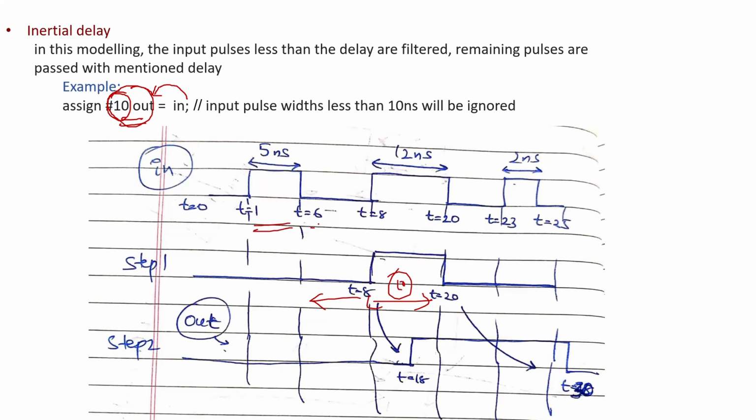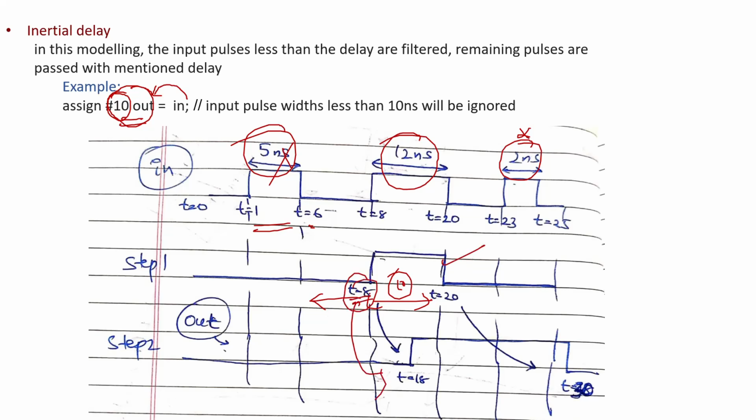The pulses at t equal to 1 and t equal to 6 will not be executing. So the 5 nanosecond pulse is not executed at the output side, and the 2 nanosecond pulse is also not executed at the output side. Only pulses of 10 nanoseconds or above are allowed in the inertial delay. So only that will be executed, and it will be executed after the 10 second delay.